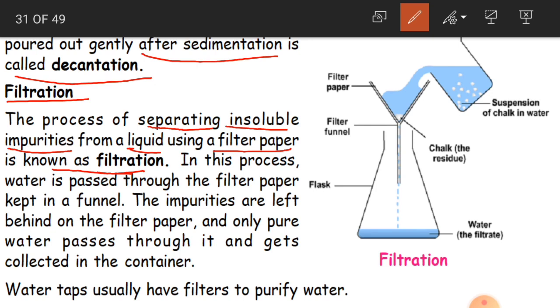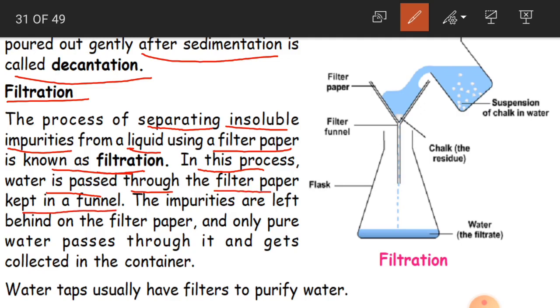You might have heard this word, filter. You might have this filter machine at home also. Why is the filter used? To separate all insoluble impurities from the water. For that purpose we use them in our homes. So how do we do this? Let us see. In this process, water is passed through the filter paper kept in a funnel.